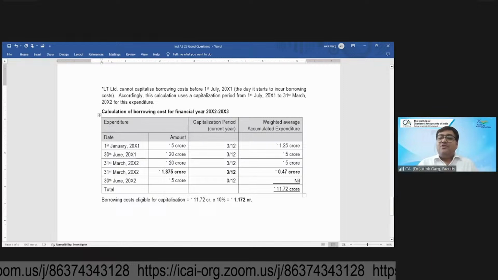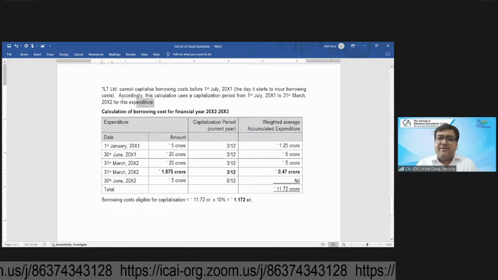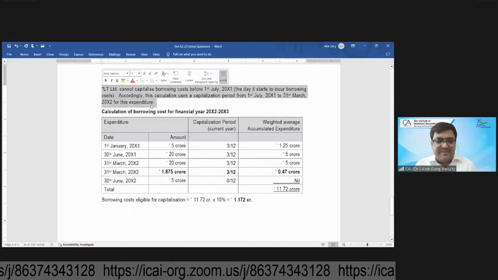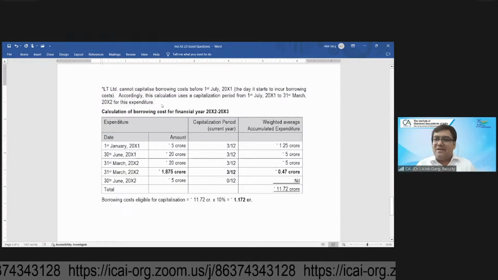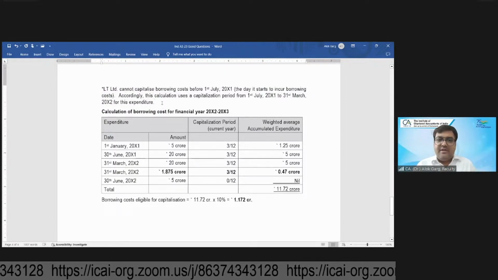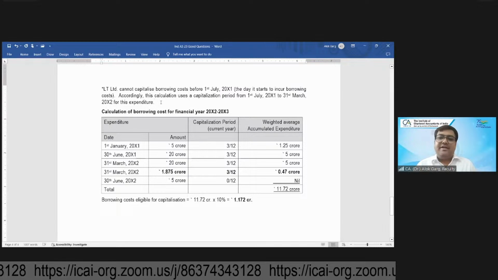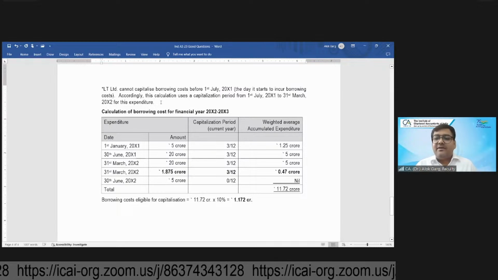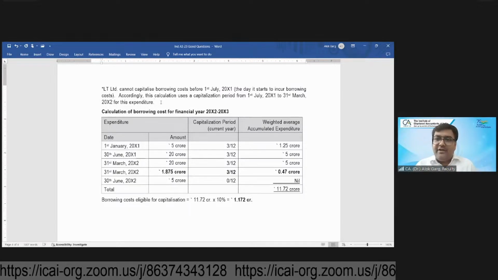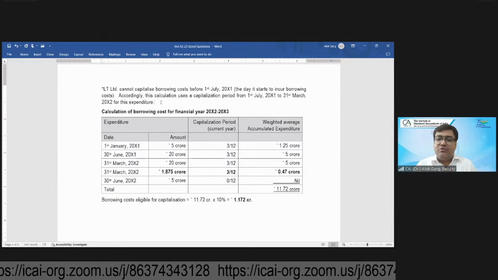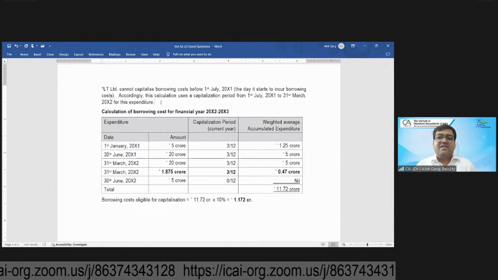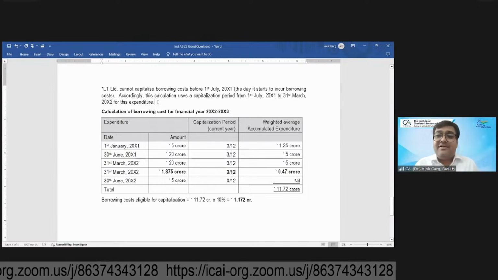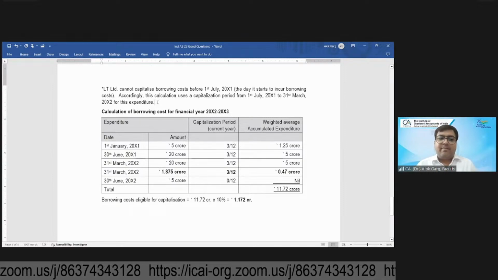Right. So friends, I have covered the borrowing cost concepts, and I have also covered these two practical questions on the borrowing cost. Let me know if you have any question on Ind AS 23. I am assuming that you have already gone through the video on Ind AS 23 earlier, which was part of the last batch, where this standard was covered in 3 hours.